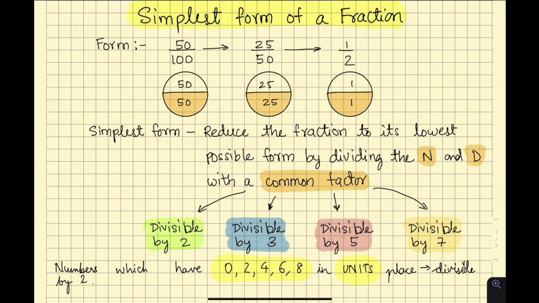Hello everyone. We are learning simplest form of a fraction. In the previous video, we already discussed that simplest form of a fraction is to reduce the fraction to its lowest possible form by dividing the numerator and denominator with a common factor. In the previous video, we saw divisibility by 2. In this video, we are going to focus on divisibility by 3 and divisibility by 5.